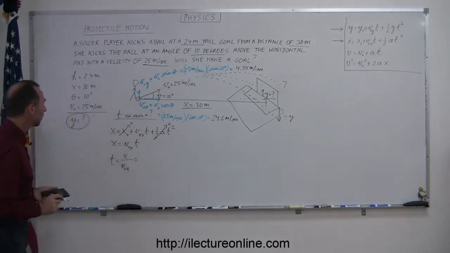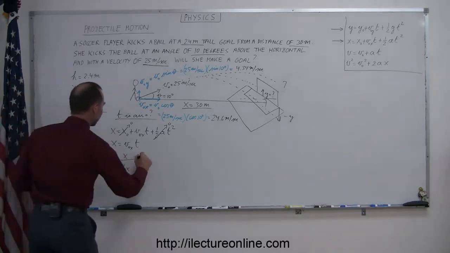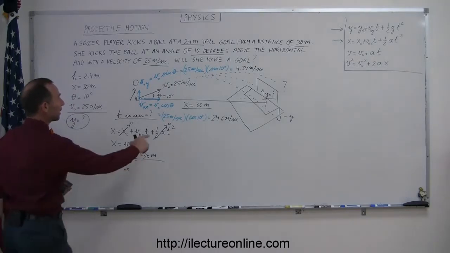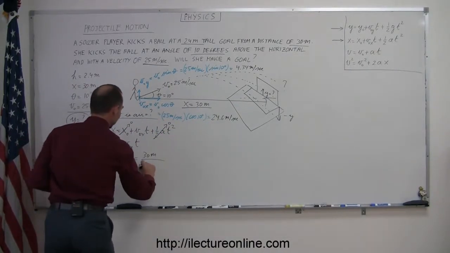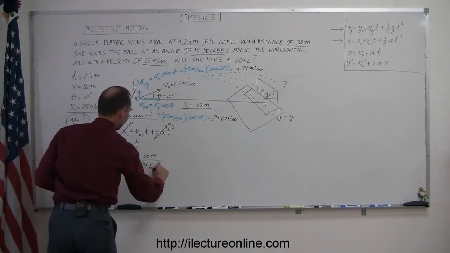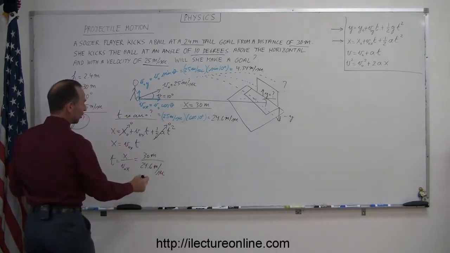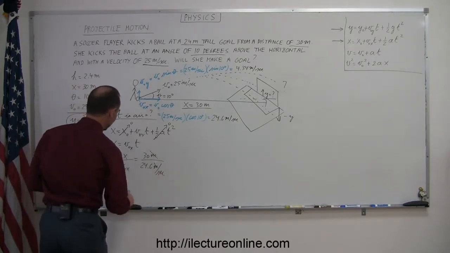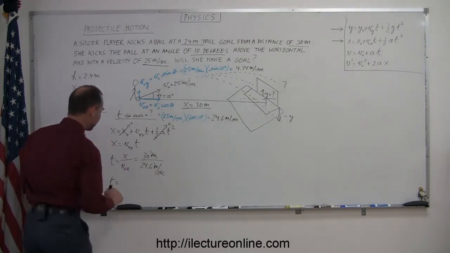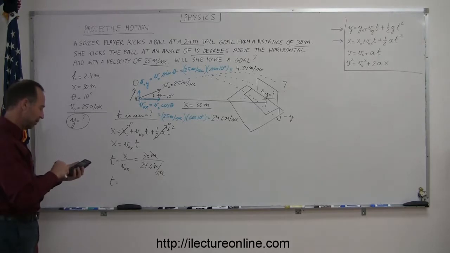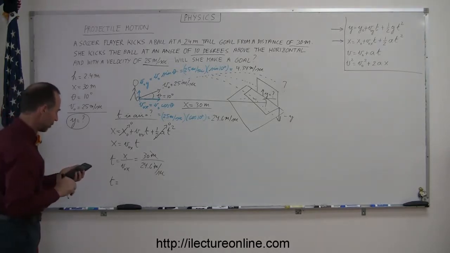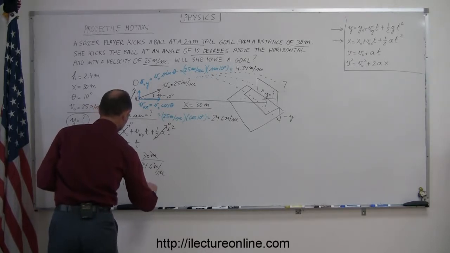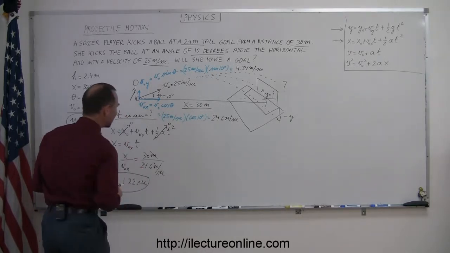Okay, what are those? x is 30 meters, and v initial in the x direction, right here, is 24.6 meters per second. Notice here that meters divided by meters cancel out, and 1 over seconds becomes seconds. So t equals 30 divided by 24.6 equals 1.22 seconds. That's the time in the air.